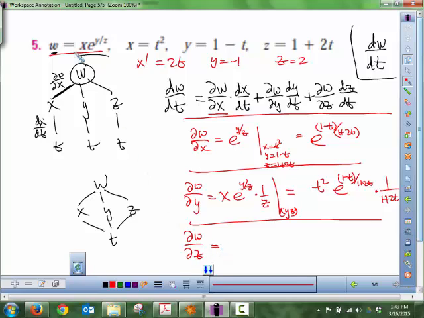The derivative of w with respect to z. Again, x is a constant. The derivative of e to the y over z is e to the y over z times the derivative of y over z with respect to z.